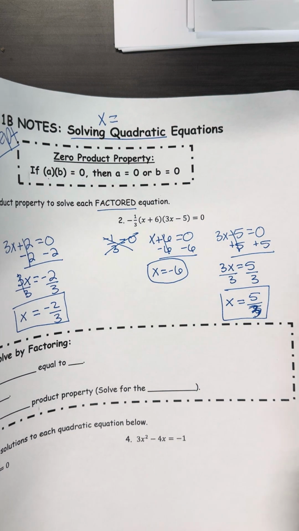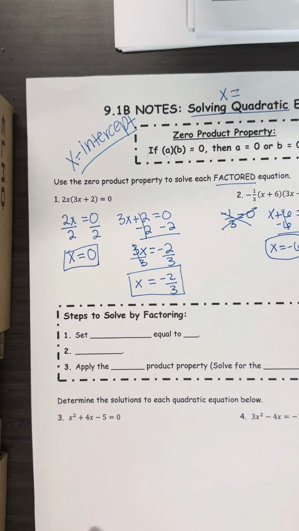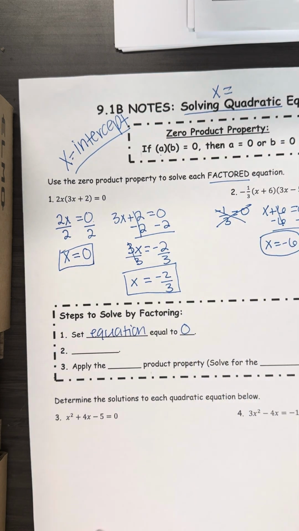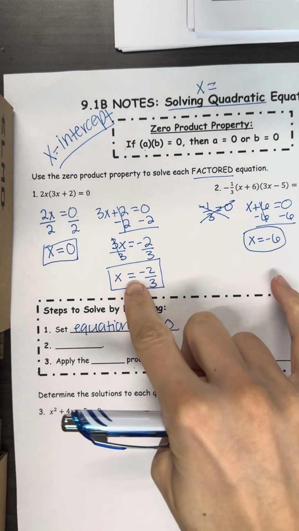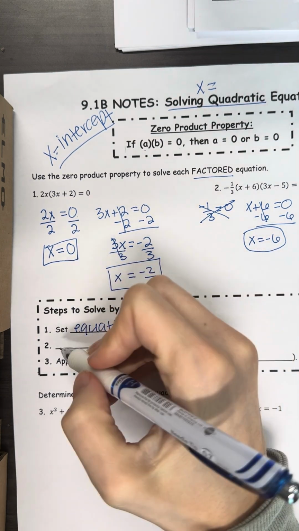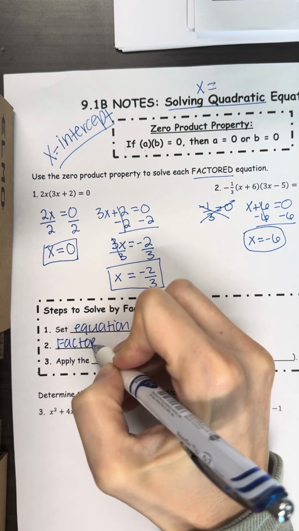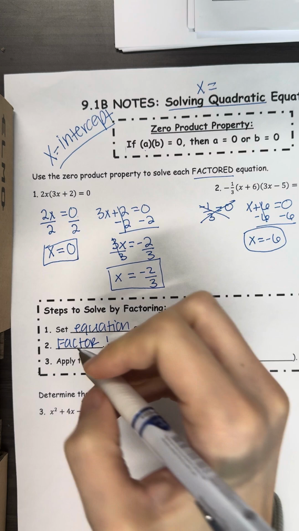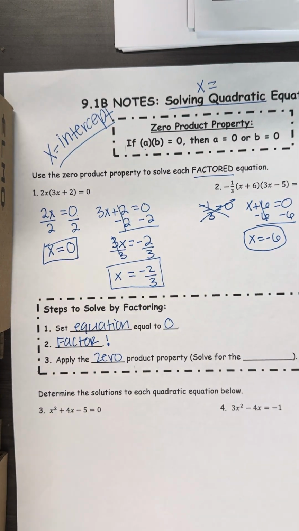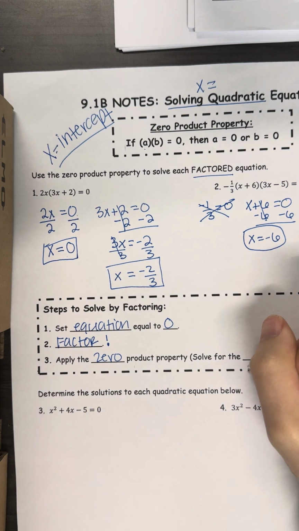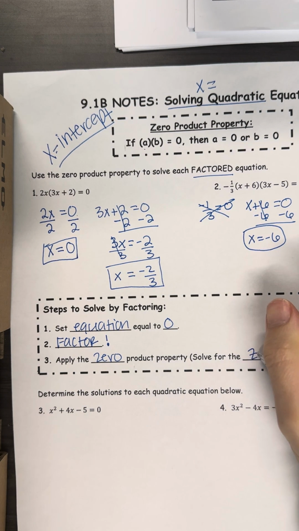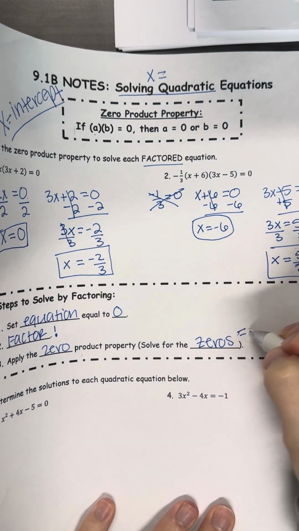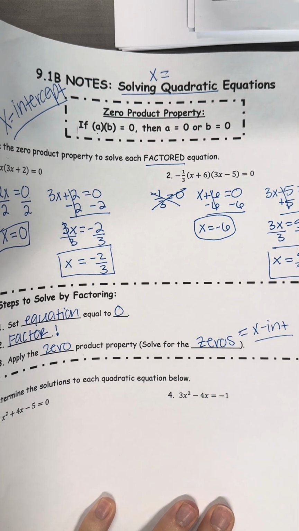Okay, so the way that we just did this was we set the equation equal to 0. We didn't have to do it on these problems, but what we have to do next is factor. So that's where we're going to get into it on numbers 3 and 4. Then we are going to apply the zero product property, aka we're going to solve for the zeros. And we know that a 0 is an x-intercept.